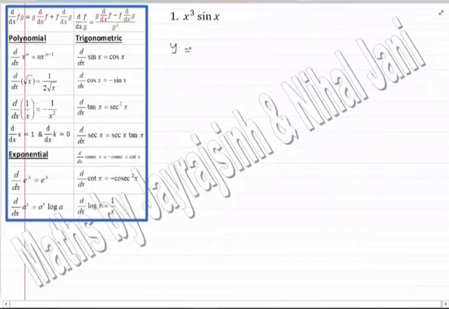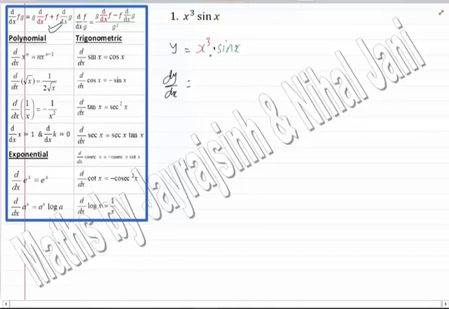Our question is y is equal to x cube into sin x. As you can see, we have two different functions of x in multiplication. So we have to apply the multiplication rule for differentiating the whole term, right? Okay, let me show you how. Let's differentiate with respect to x.